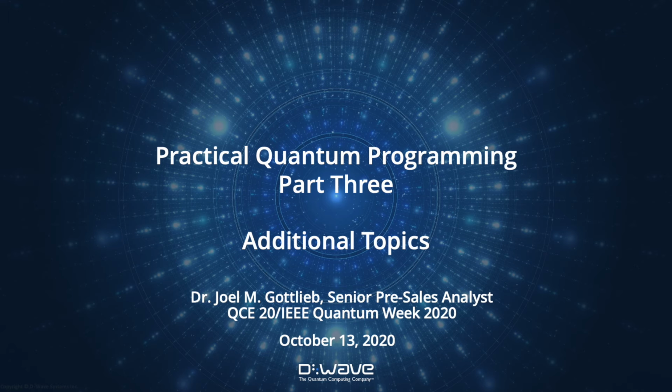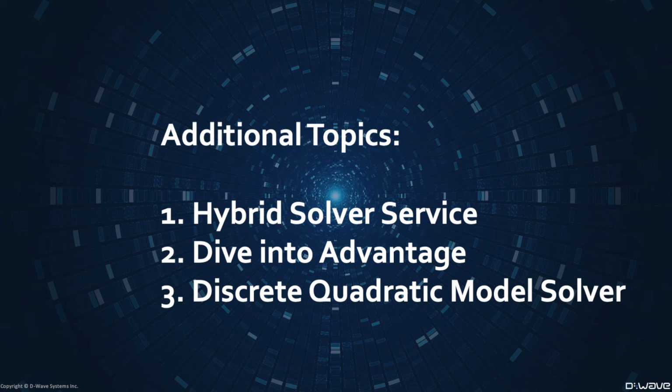And in this one, we're going to talk about the following topics. We're going to discuss first the hybrid solver service, allowing you to get classical and quantum performance in one easy-to-use interface. We'll talk about Advantage, the recently released new D-Wave solver. And then I'm going to give you a teaser into the Discrete Quadratic Model solver, another solver recently released by D-Wave. So let's get started on the hybrid solver service.